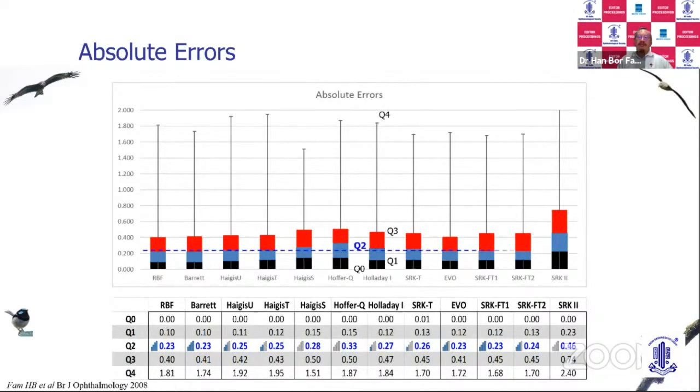We have the median absolute error, which is something that we are usually interested in. This is also a measure of spread and how far it is from the mean prediction error. The closer the box, the better. Again, here, RBF, Barrett, and EVO. These 3 boxes here are quite good. Haigis, Haigis personally triple optimized, is also very good.